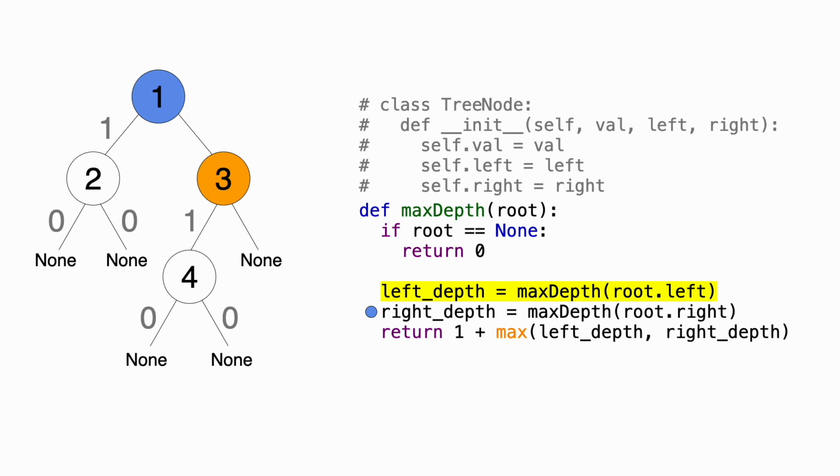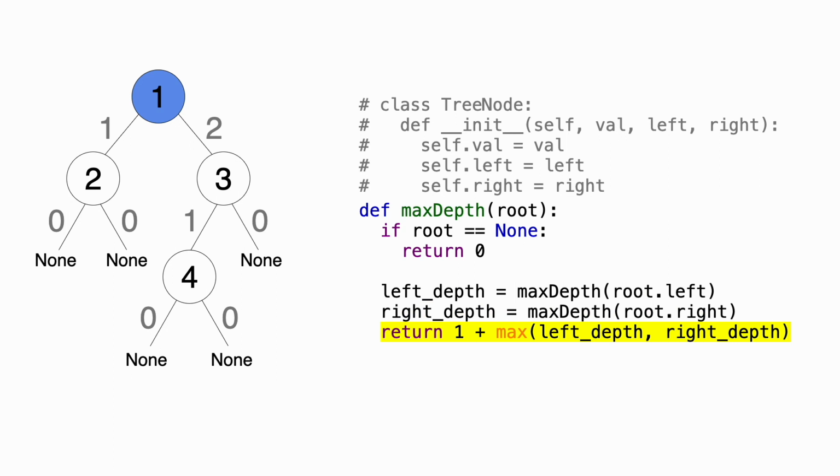Now we have to finish exploring the right side, and again, root.right is none. So we enter the function, hit the base case, and return 0. So now back in the orange node, the right depth is 0. The max of 0 and 1 is 1, so we're going to return 1 plus 1, which is 2. We've now finally returned back to the blue node, and we're going to set the right depth equal to 2.